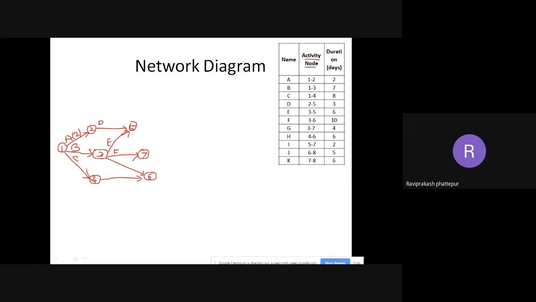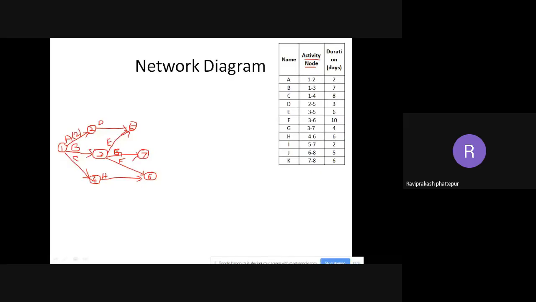I is 5 to 7. So 5 to 7. It is here. 5 also is there. 7 also is there. So it is I, 5 to 7. Then J. J is 6 to 8. So 8 is not there for me. So I'll draw 6 to 8 here. This is 8. So 6 to 8 is J.